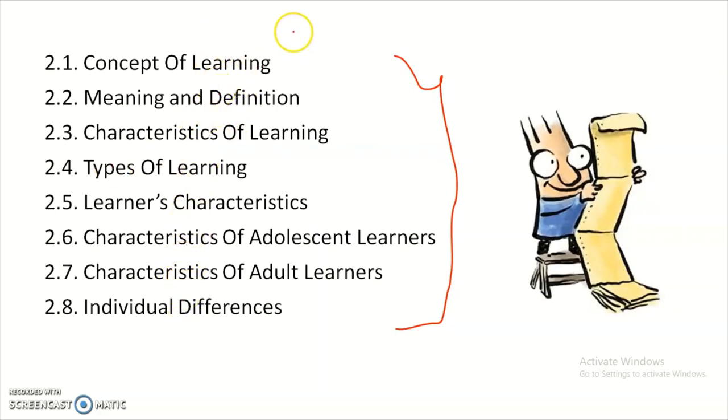So here the first one is the concept of learning, and the second is the meaning and definition of learning, and the third one is the characteristics of learning, also called learning characteristics, and the fourth one is the types of learning, and the fifth one is the learner's characteristics. Don't get confused between topics 2.3 and 2.5. Both of these are different, because one is learning characteristics and the other is learner's characteristics.